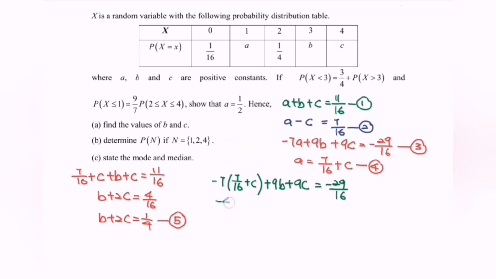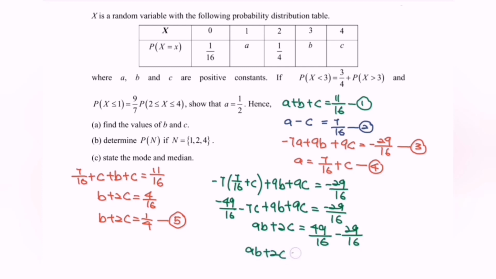So we will have negative 49 over 16 minus 7c plus 9b plus 9c is equal to negative 29 over 16. Simplify the situation. So we will have 9b plus 2c is equal to 49 over 16 minus 29 over 16. So 9b plus 2c is equal to 20 over 16, where we will have 5 over 4 as the sixth equation.